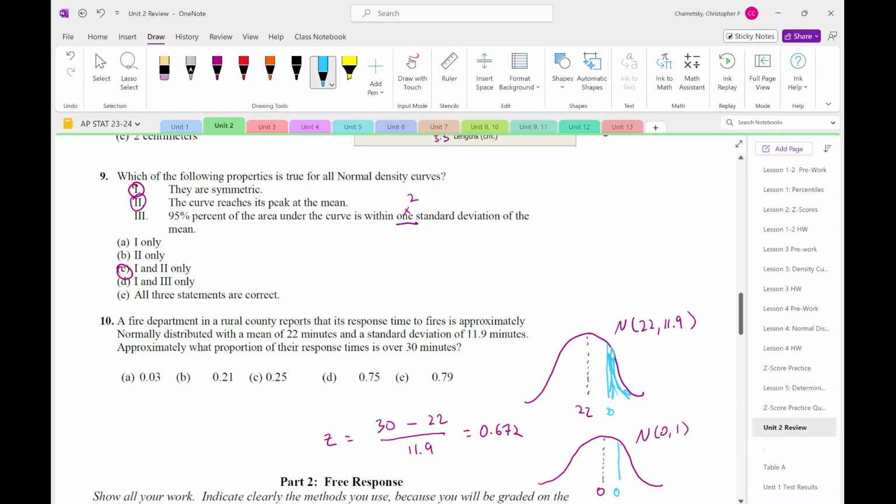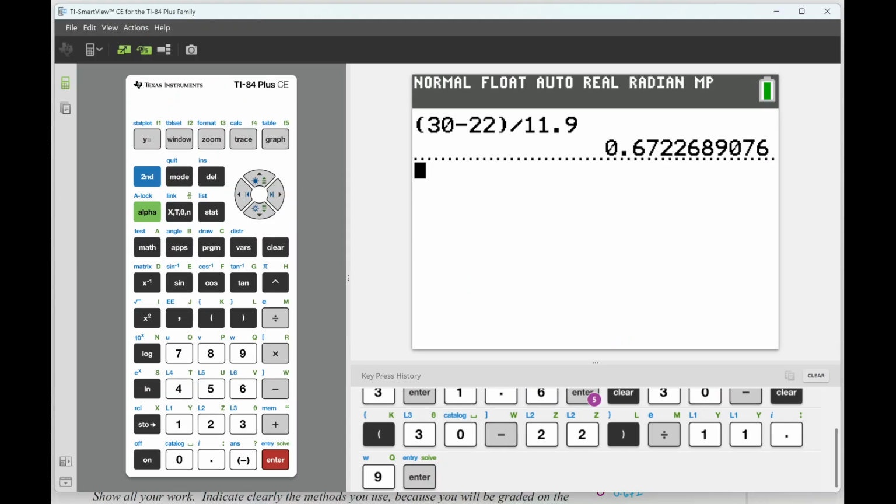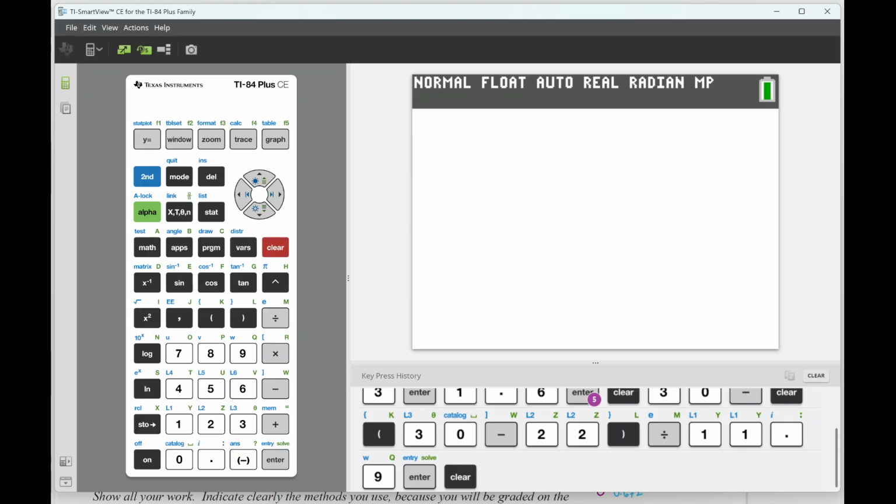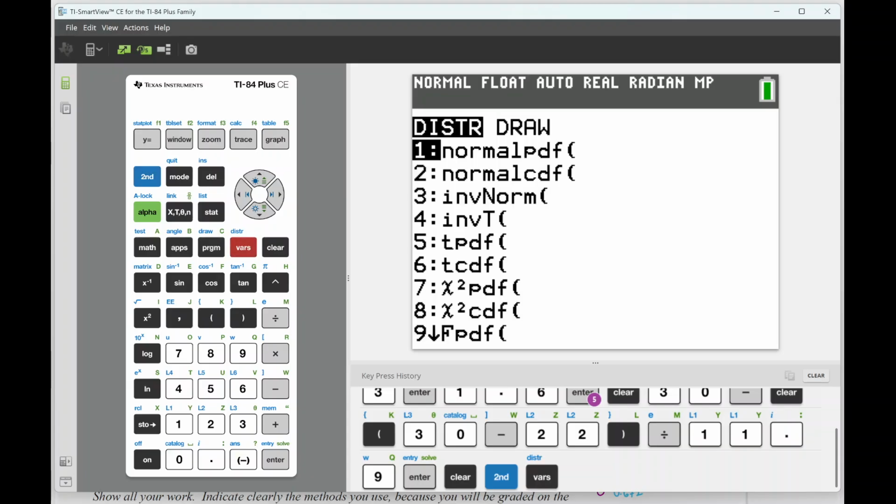Same shape. I'm just trying to find the area at 0.672 standard deviations away. So we'll go to our calculator. Hit second vars, go to normal CDF.